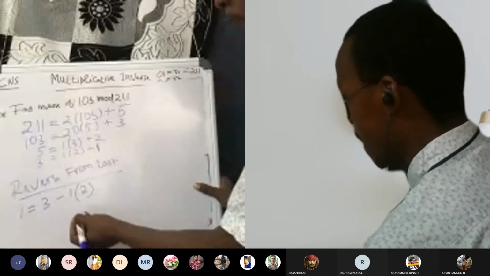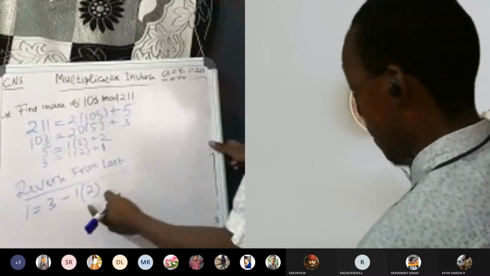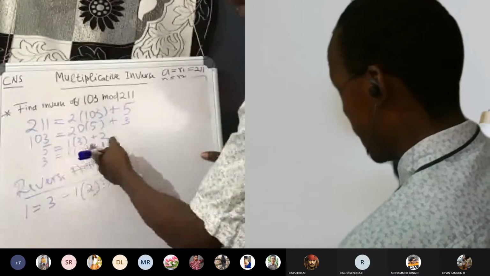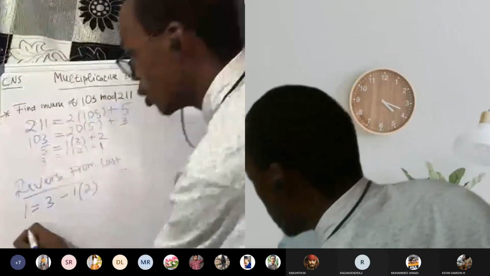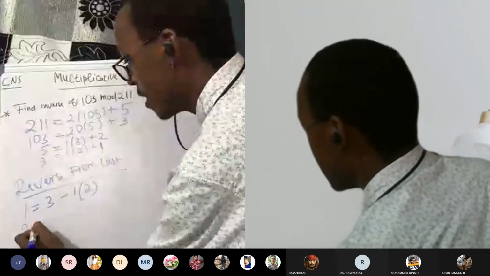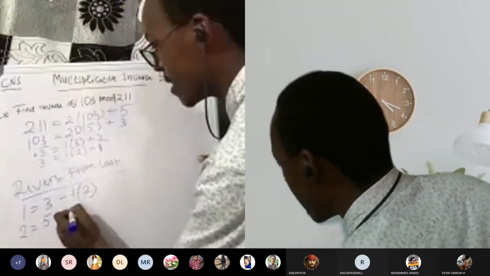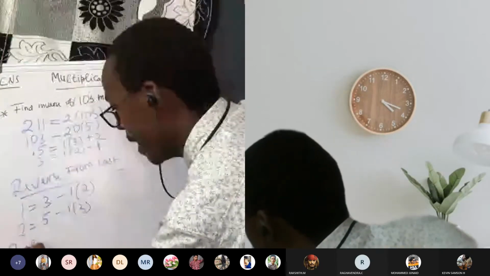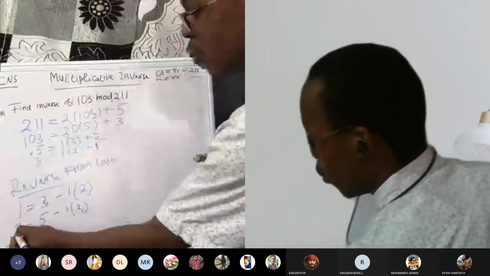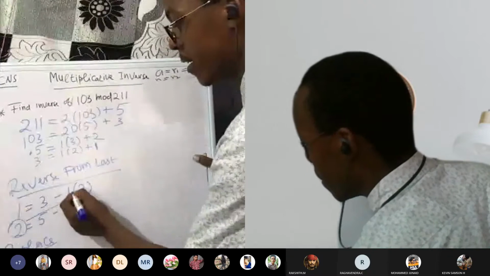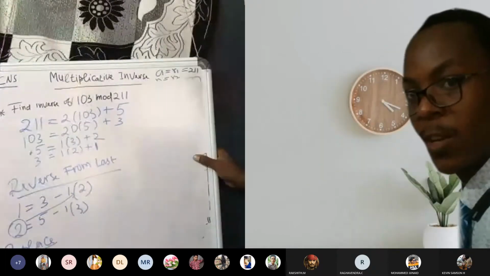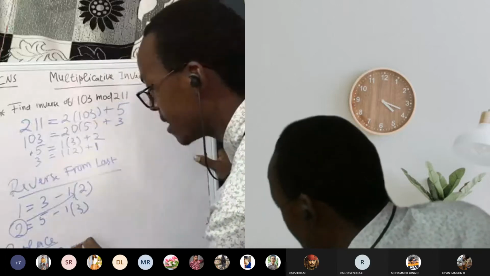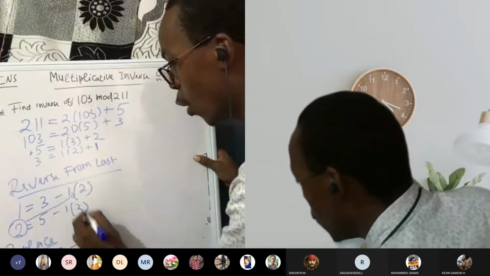Second reverse. What is the second reverse here? Let me say 2. What is the value of 2? Second reverse here: 2 is equal to 5 minus 1 into 3. Now, replace, okay? We are going to replace the value of 2 into here. If you get lost, please tell me. Now, 1 is equal to what? 1 is equal to 3 minus 1, and we replace the value of 2.